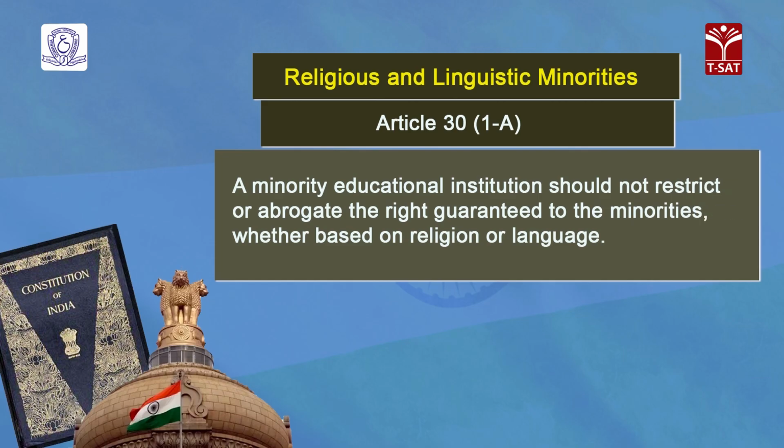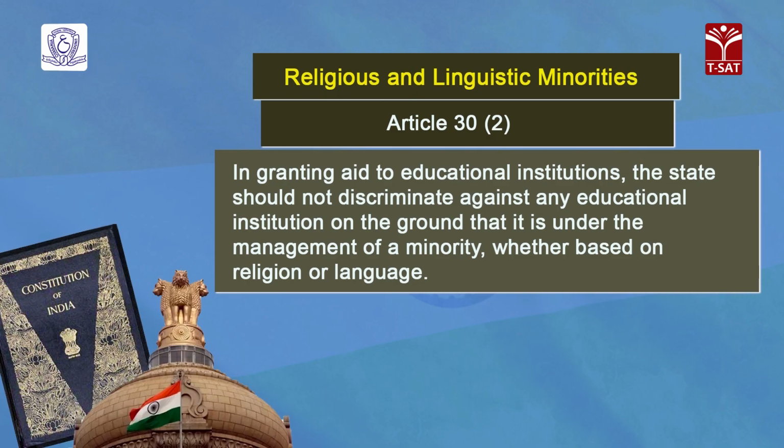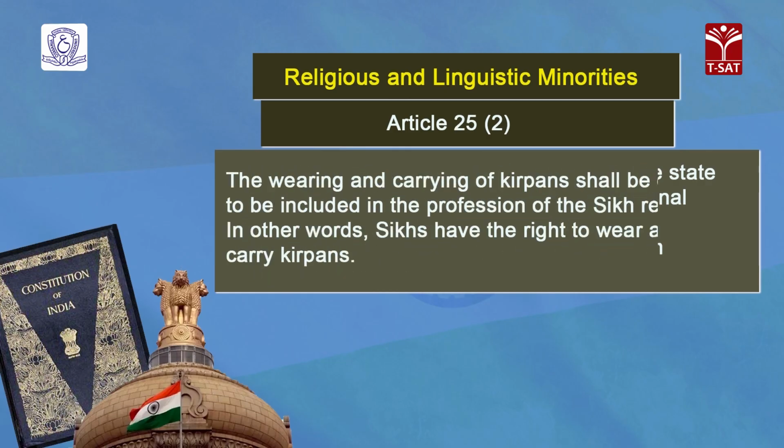A minority educational institution should not restrict or abrogate the right guaranteed to the minorities, whether based on religion or language, that is under Article 31A. So, in granting aid to educational institutions, the state should not discriminate against any educational institution on the ground that it is under the management of a minority, whether based on religion or language, under Article 30(2). The wearing and carrying of kirpans shall be deemed to be included in the profession of the Sikh religion. In other words, Sikhs have the right to wear and carry kirpan under Article 25(2).